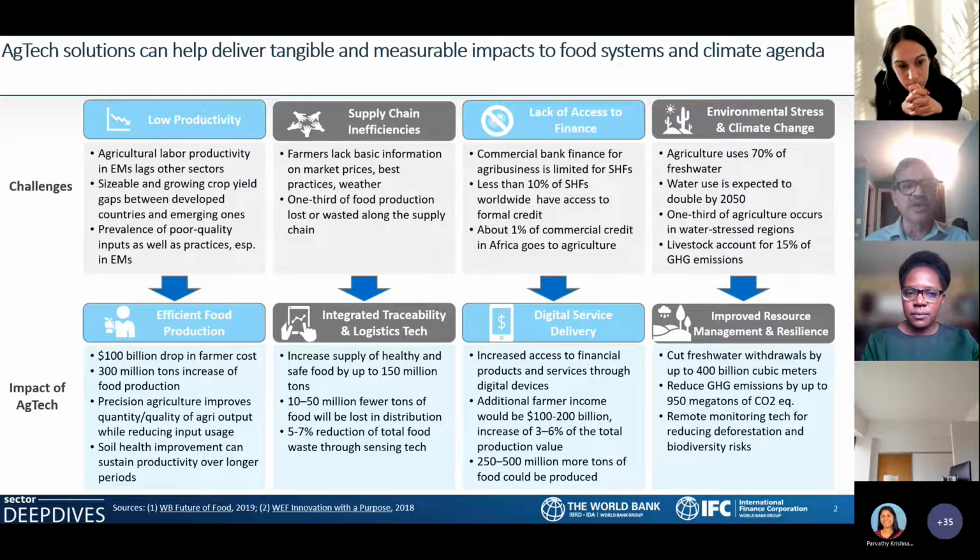So basically, we are looking at digital solutions and data solutions helping us to improve food production and increase productivity. We are looking at integrated traceability and logistics technology, which helps with supply chain inefficiency. And we are looking at digital financial service delivery for the lack of access to finance that formal financial institutions are not able to address. And finally, how do we work on improved resource management and resilience using AgTech and digital technologies? Next, please.